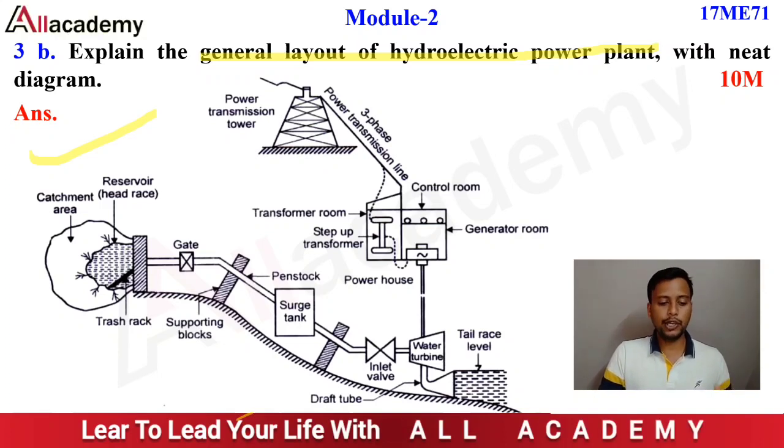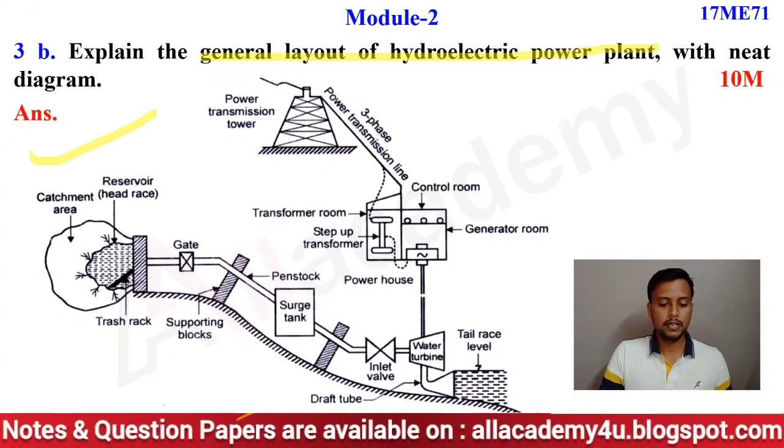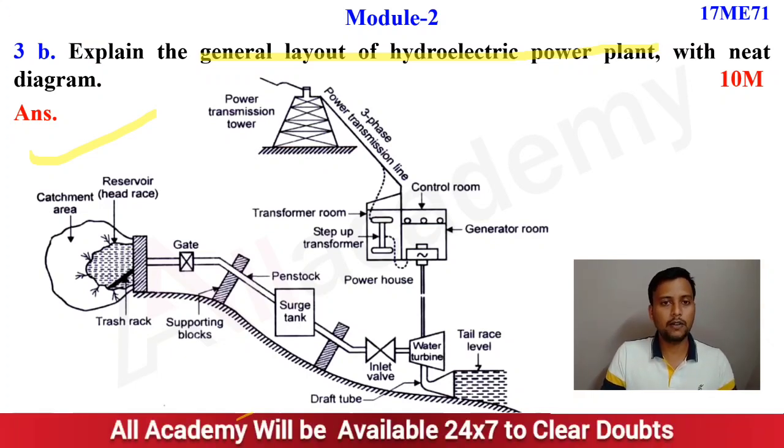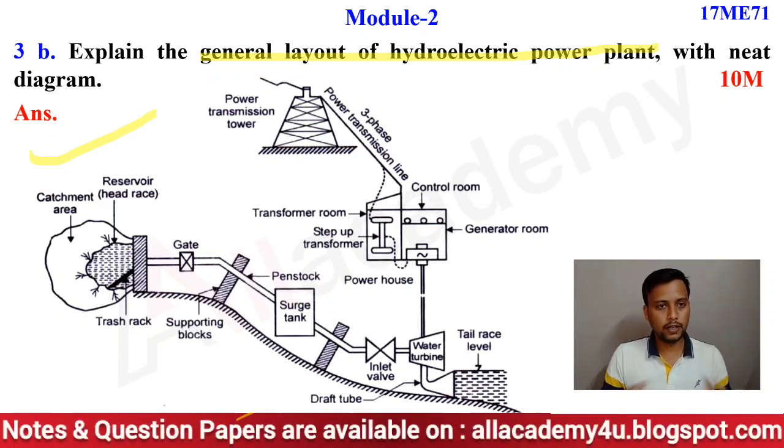You need to explain the reservoir, catchment area, source tank, penstock, then the turbine, then the draft tube, then how after generating the power, the transmission will be done. All those things you need to explain for this question. If you have done all these things, you can get a good number of marks.